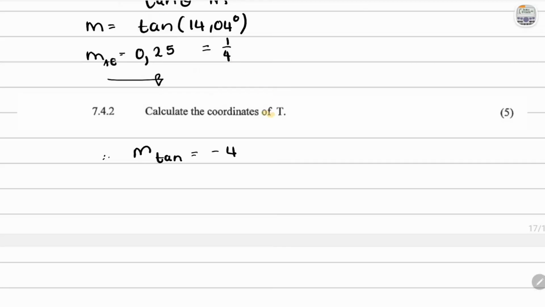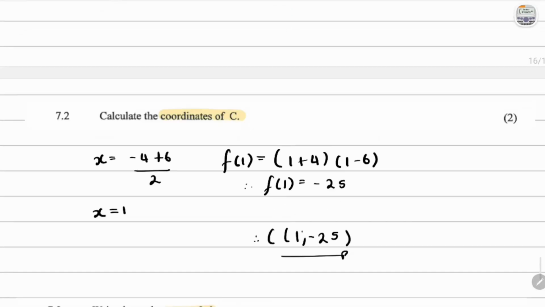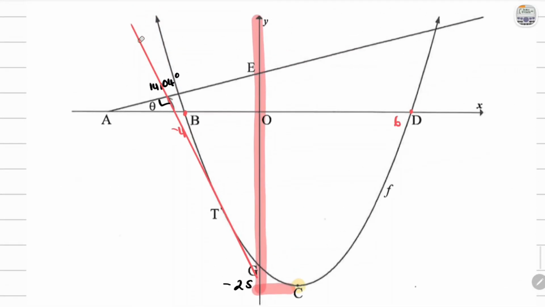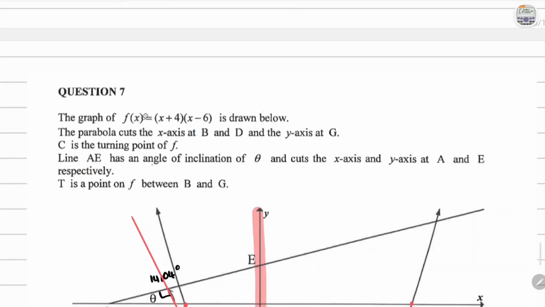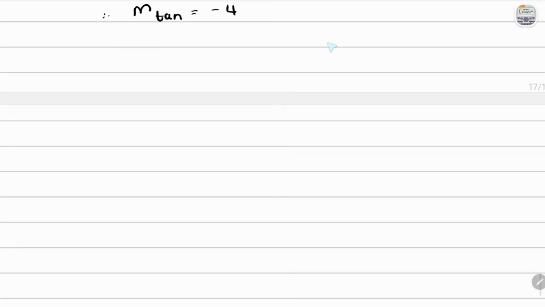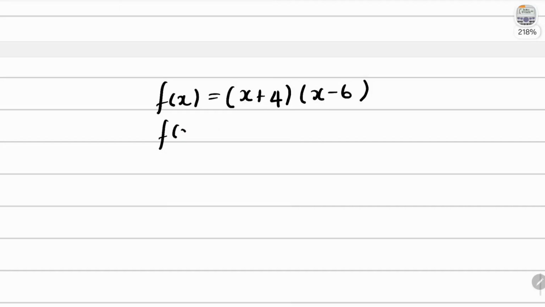And now we need to find the coordinates of t. So at t, again, the parabola and the tangent share the exact same gradient. So we can find out where exactly the gradient is also equal to -4 on the parabola. Now we'll need this part and we'll need to distribute. So f of x is equal to, let's rewrite what f of x is first. Distributing, f of x is equal to x squared, and then if you distribute, that's going to be -6 plus 4, which gives us -2. So -2x, and then lastly, minus 24.